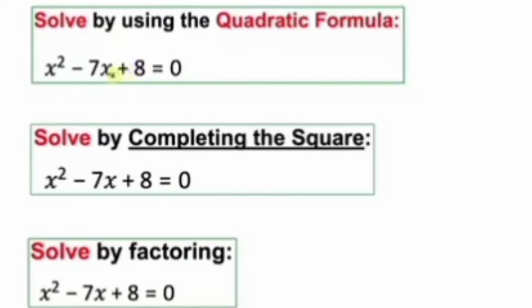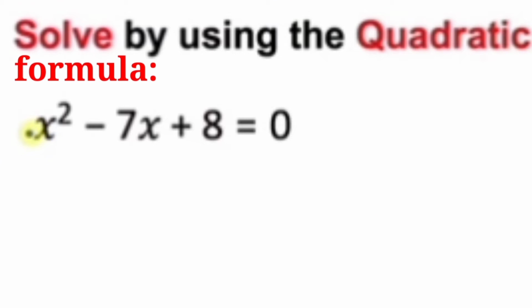There are three ways to solve quadratic equations: by the quadratic formula, by completing the square, by factoring. Next: x squared minus 7x plus 8 equals 0.